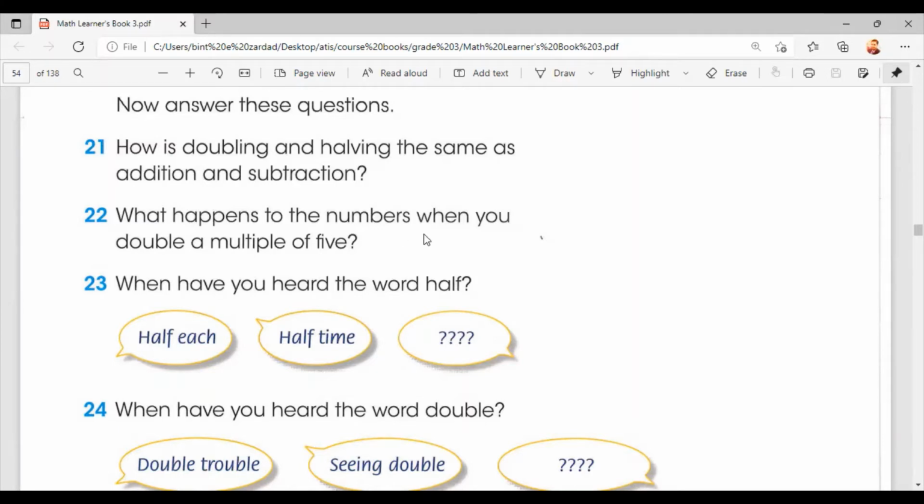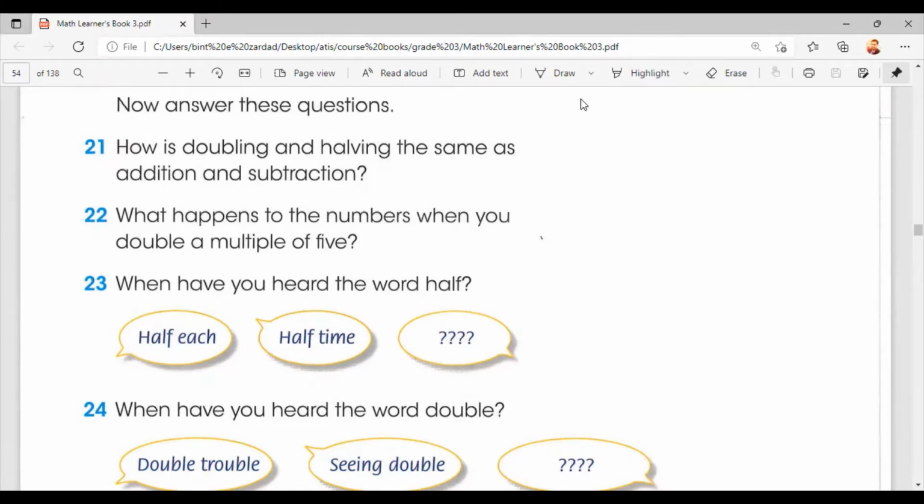What happens to the number when you double a multiple of 5? When you're making double a multiple of 5, each 5 doubles to make a 10. 5 plus 5, double. And every time we are adding 5. So doubles of multiples of 5 are always multiples of 10. 5, 10, 15, 20, 25, 30.